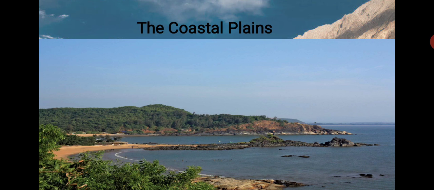Now comes the coastal plains. These are found on both sides of the peninsular plateau. To the east of the Eastern Ghats lies the eastern coastal plain, while to the west of the Western Ghats is the western coastal plain. The plateau is flanked by narrow coastal strips on both sides. That is, the coastal strip that lies along the Arabian Sea is called the Western Coastal Plain, while the coast that lies along the Bay of Bengal is known as the Eastern Coastal Plain.